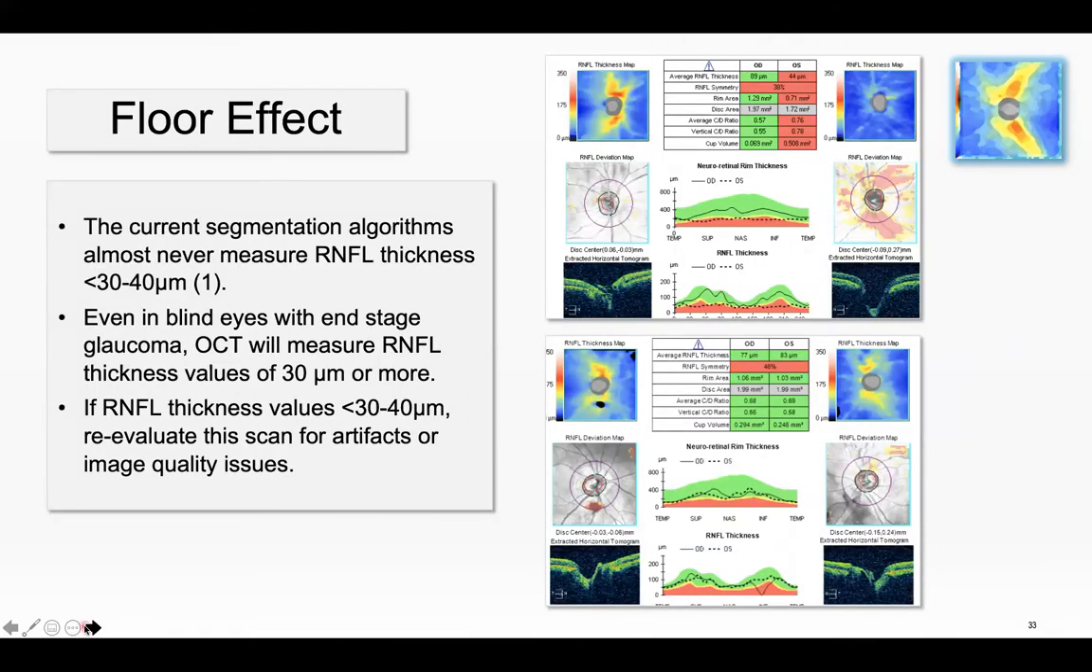One important concept here is the floor effect. The current segmentation algorithms never measure RNFL thickness less than 40 microns. So even in blind eyes with end-stage glaucoma, like the left eye of this patient, OCT will measure some degree of RNFL, never less than 30 or 40 microns, depending on the machine. If RNFL thickness value is less than 40 microns, re-evaluate this scan for artifacts or image quality issues.